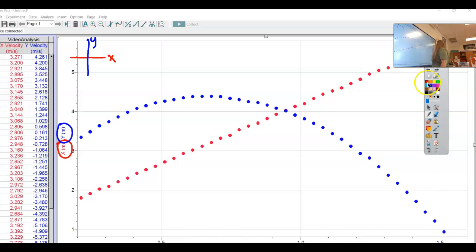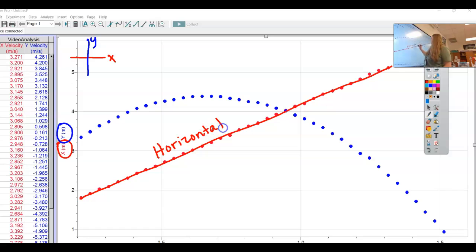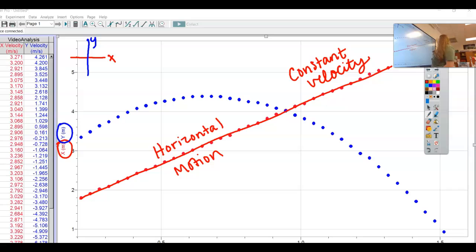Right off the bat, we can look at our x motion, and I could draw a line of best fit through a majority of these dots. That tells us something important. Because this is linear, that tells us that the horizontal motion is constant. Nothing is changing about the horizontal motion. It has a constant speed, or we would say a constant velocity. If I wanted to, I could find that constant velocity. We might look at that in a second.